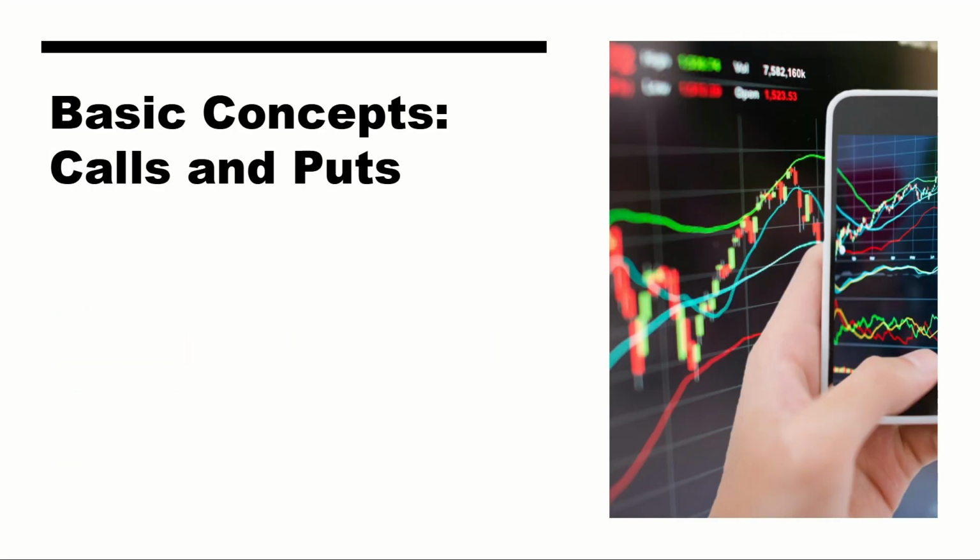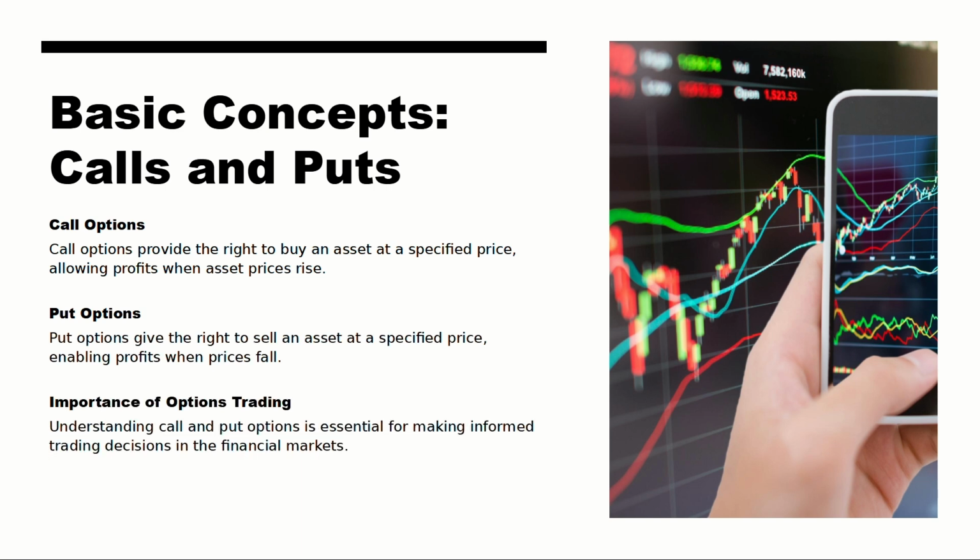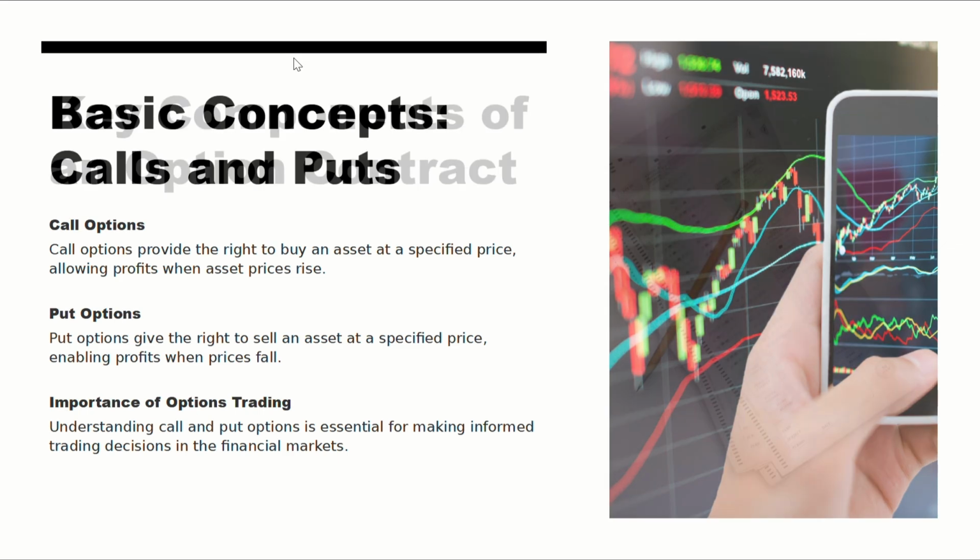Basic concepts: calls and puts. Call options provide the right to buy an asset at a specified price, allowing profits when asset prices rise. Put options give the right to sell an asset at a specified price, enabling profits when prices fall. Understanding call and put options is essential for making informed trading decisions in the financial markets.